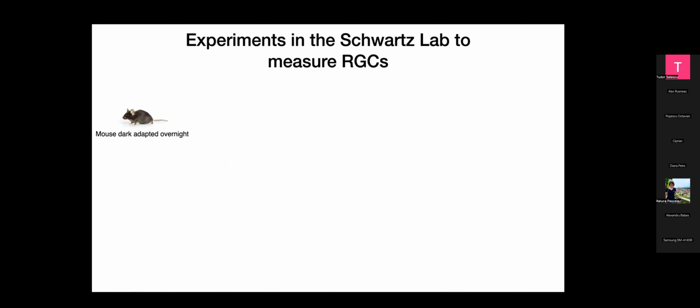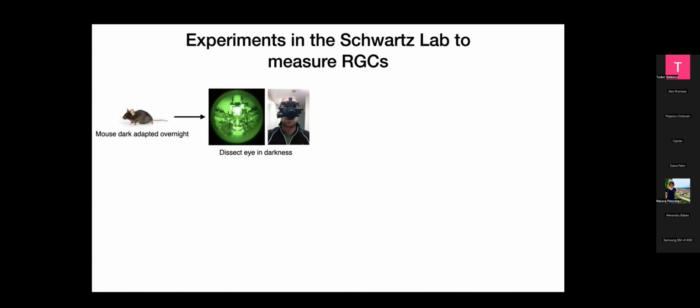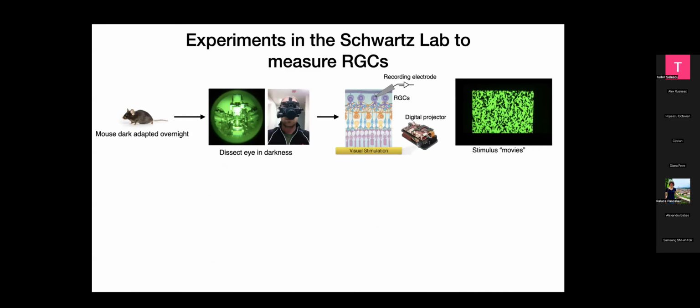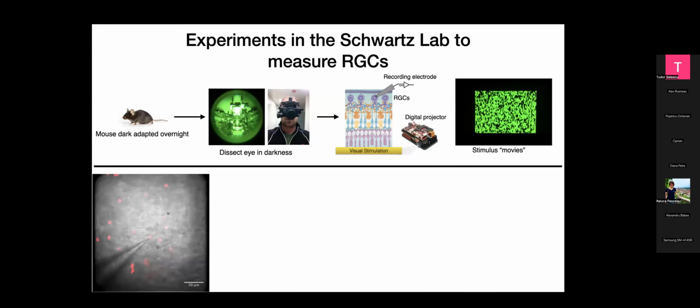So the way we do this is we dark adapt a mouse overnight, dissect its eye with night vision goggles so we can keep things in complete darkness, flatten the retina, the whole retina out on a glass cover slide and show it movies with a digital projector while making cell attached or whole cell recordings with electrodes, right?